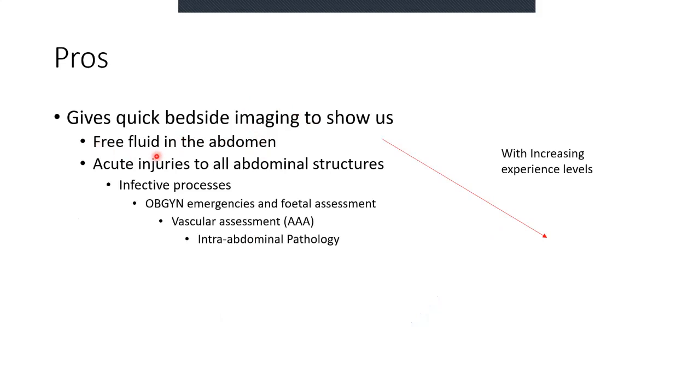So what we're looking for in the EFAST is free fluid in the abdomen. That's essentially what we look for. As you become more advanced and as you get more into ultrasound, you can start looking at acute injuries of all abdominal structures: the liver, the spleen, pancreas sometimes, vascular injuries, bowel injuries, bladder injuries, uterine injuries, all of that. So you can see all of that. You can start seeing infective processes, for example, TB abdomen. You can start looking for pelvic abscesses, psoas abscesses, things like that.